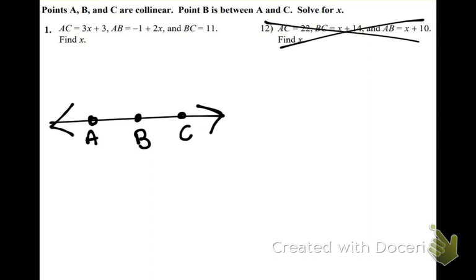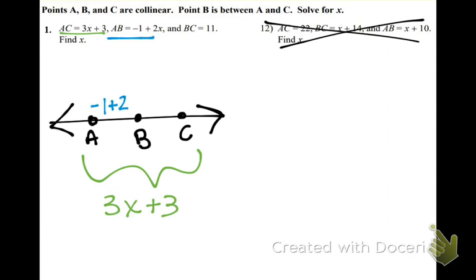So we have AC equals 3x plus 3. I'm just going to plug it onto our picture. We already drew our picture based on the fact that A, B, and C are on the same line, and B is between A and C. So we took that and we drew this picture. Are we all okay with A, B, C here? So AC, the length of AC is 3x plus 3. What's the length of AB? -1 plus 2x, yeah. So that's the length of this piece. And what's the length of BC? 11.